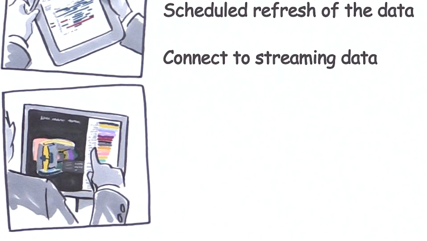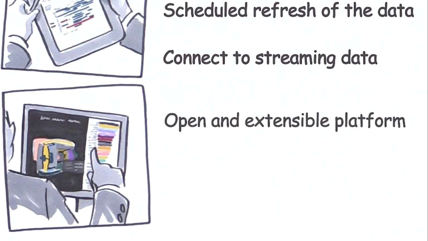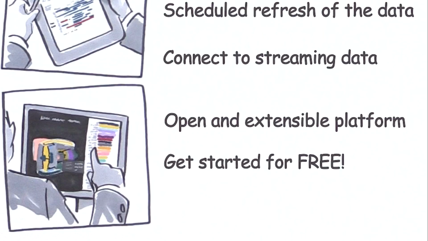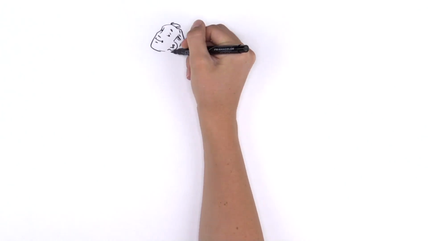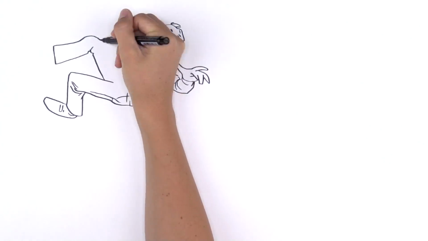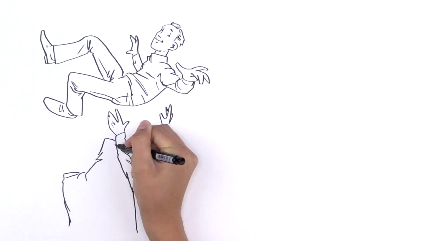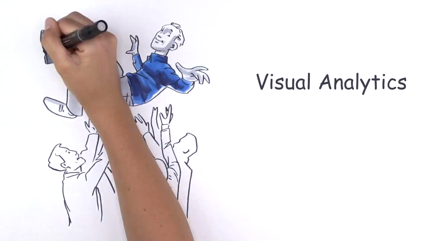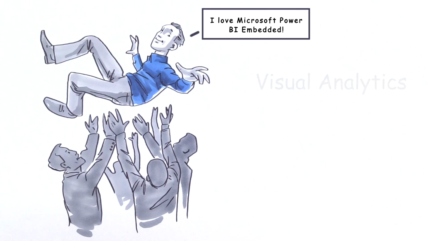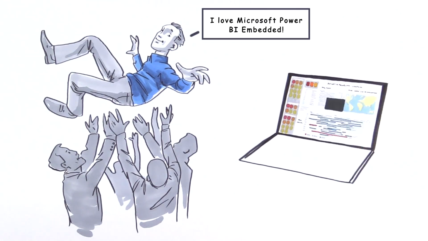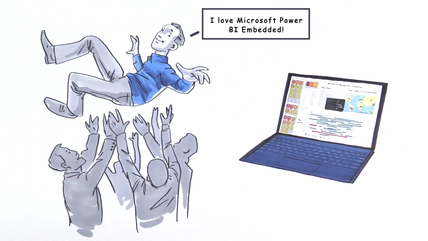Developers get to use a familiar environment with an open and extensible platform that includes fully documented, easy-to-use SDKs and API libraries. Jim's developers can even get started for free with Power BI Desktop. Everybody loves Jim now that they have a way to develop, provision, and embed stunning visual analytics with ease. Power BI Embedded brings data to life inside your app for your customers, anywhere.